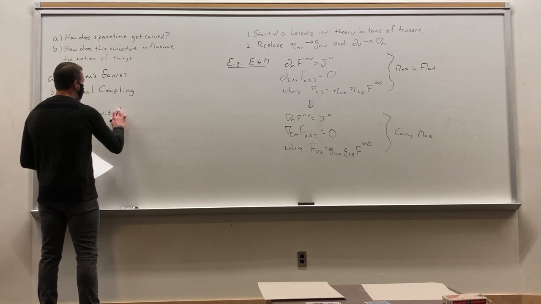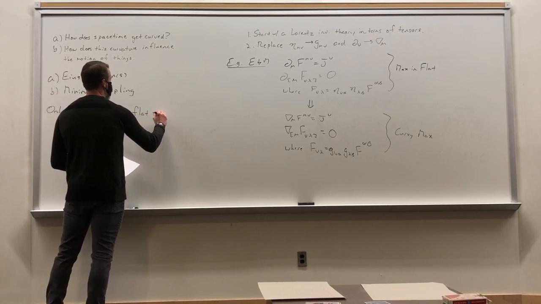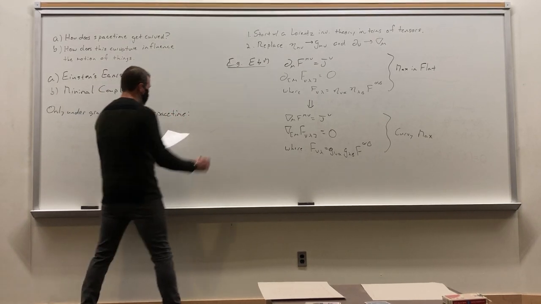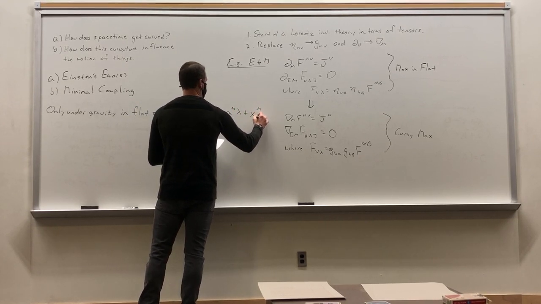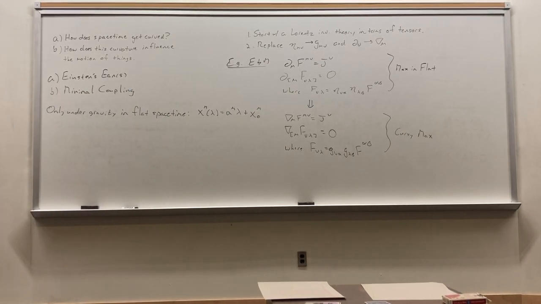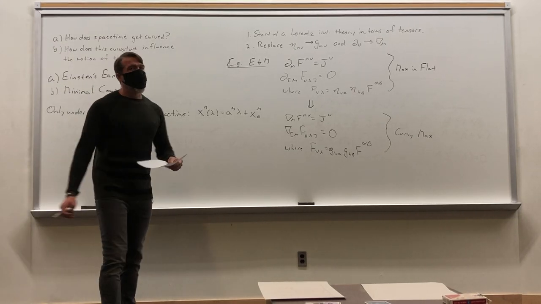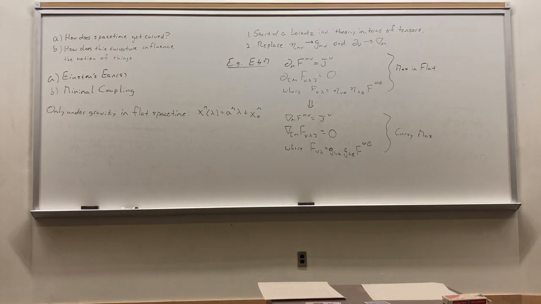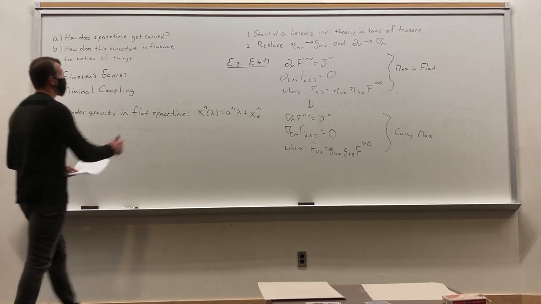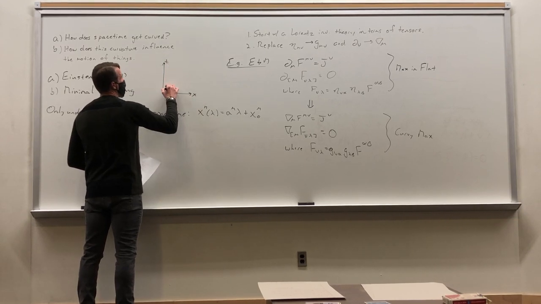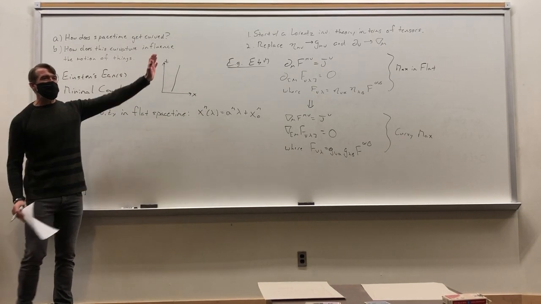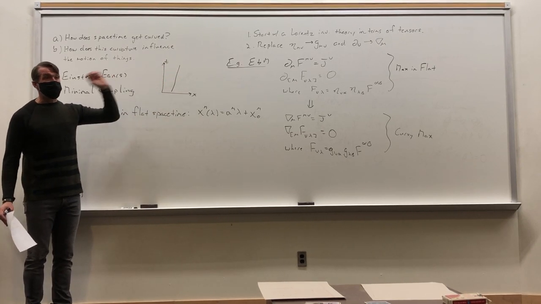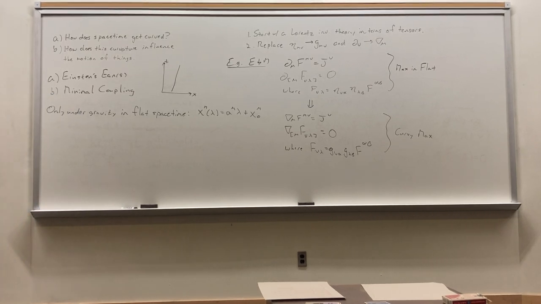Okay? So only under gravity, in flat space-time, we have that the motion of a particle can be written like that. That is, it's a straight line path in space-time. A straight line path in space-time is constant velocity motion. Okay? Think about it for a moment. That's probably not the best, because that's faster than the speed of light. A straight line in space-time is constant velocity motion. Delta x over delta t would be constant.